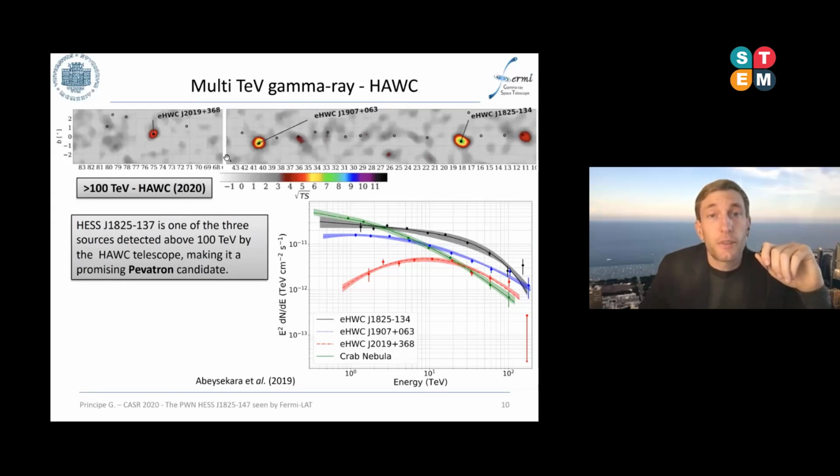And this source has also been seen recently at very, very high energies. I mean, the highest energies observed now, so above 100 TeV by HAWK, the High Altitude Water Cherenkov telescope, and the source J1825 is one of the 3 sources observed above 100 TeV. And here you can see the spectra with this gray band. In particular, this is the brightest source above 100 TeV, making this source a really promising Pevatron candidate.